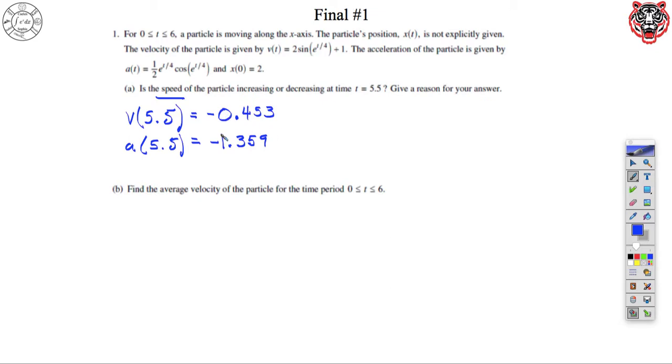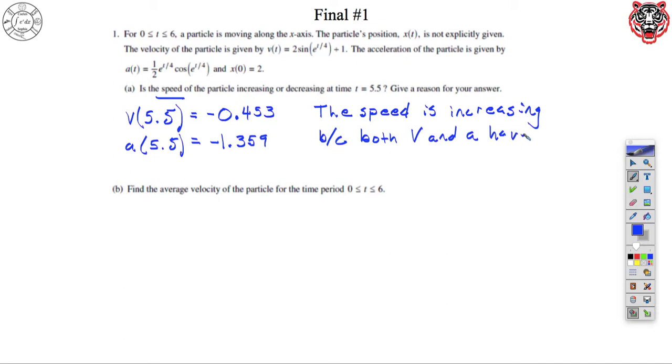It does matter the sign. Both of these are negative, so the speed of the particle is increasing. So that's part of it. And then the rationale, the reason for our answer, is because both velocity and acceleration have the same signs. And if you didn't say something about velocity and acceleration in your answer, then you did not get credit. You need to have both velocity and acceleration.